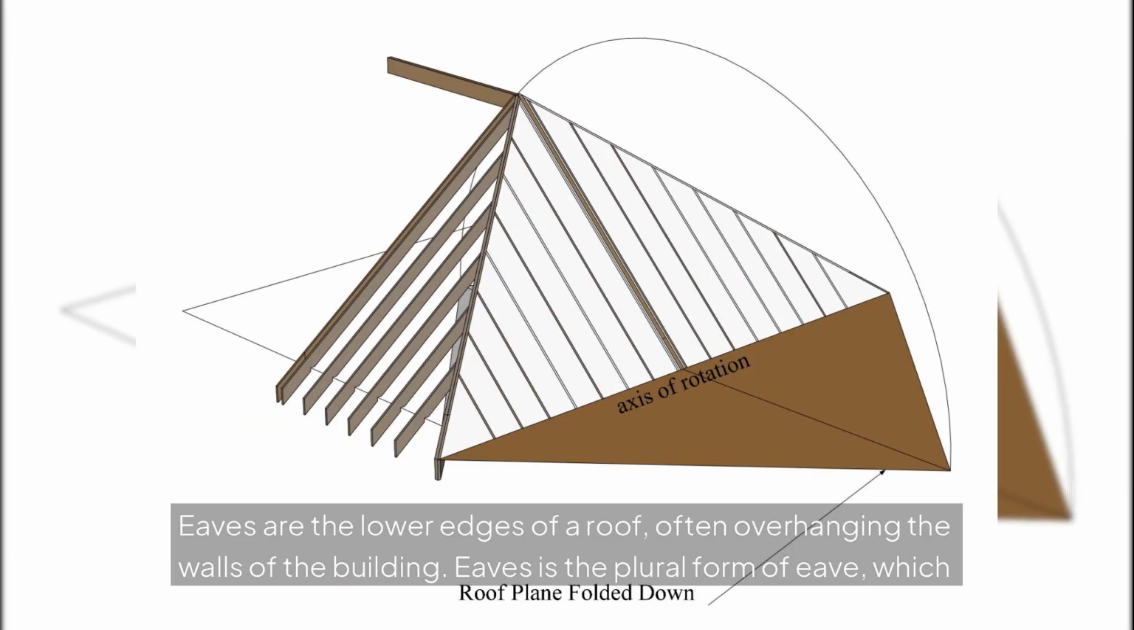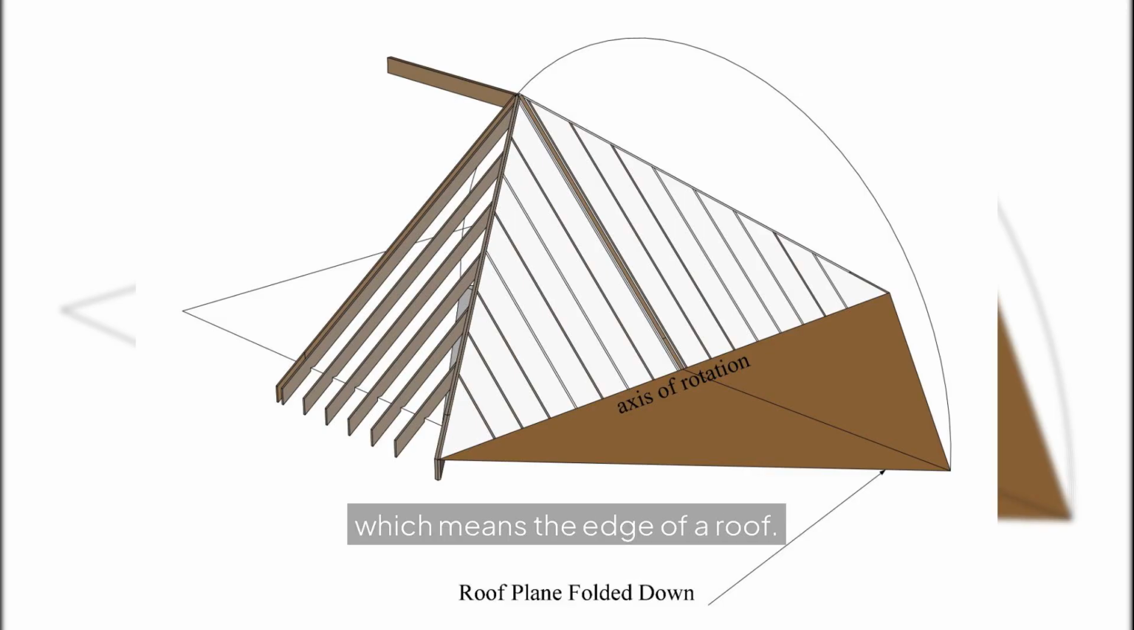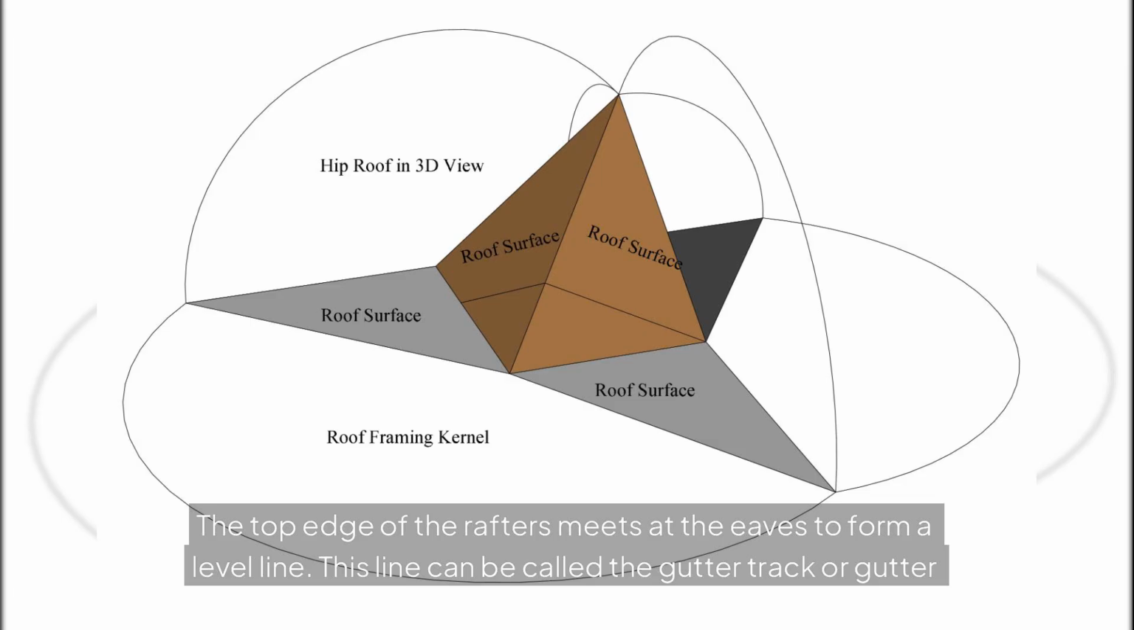Eaves are the lower edges of a roof, often overhanging the walls of the building. Eaves is the plural form of eave, which is rarely used except as an adjective before a noun. The word eaves is derived from the Old English word efes, which means the edge of a roof. The top edge of the rafters meets at the eaves to form a level line.